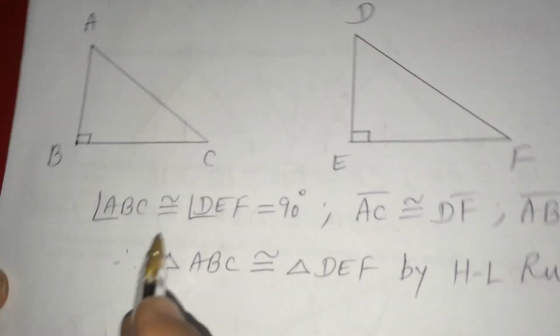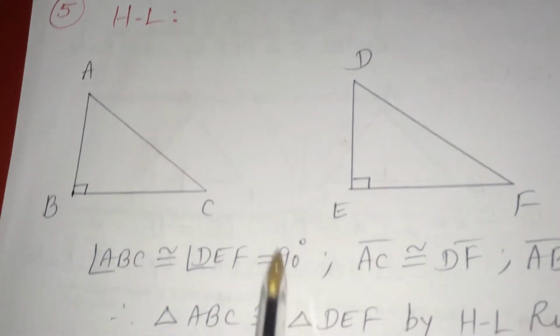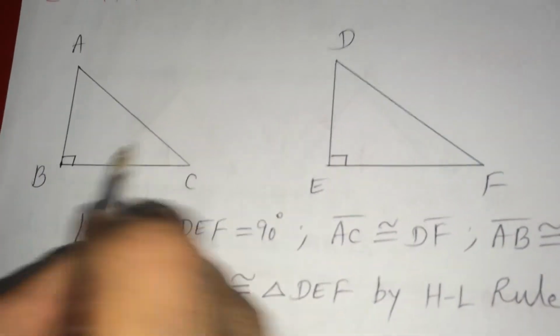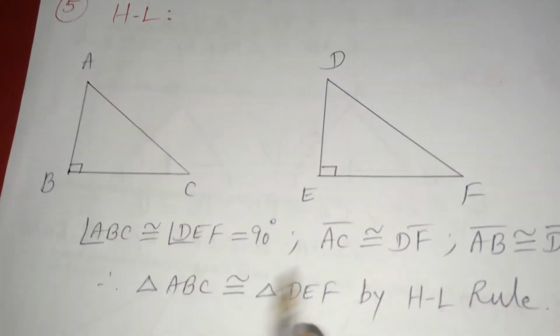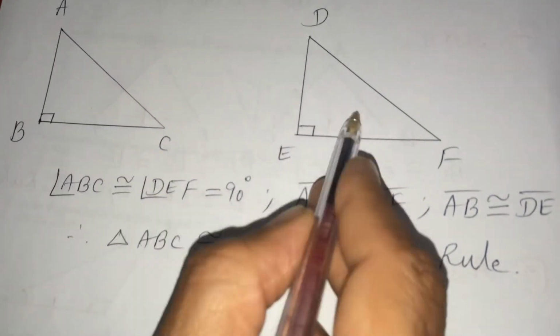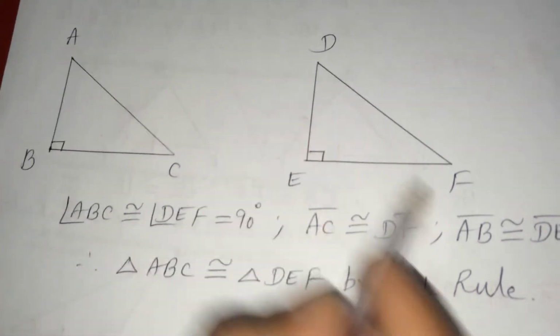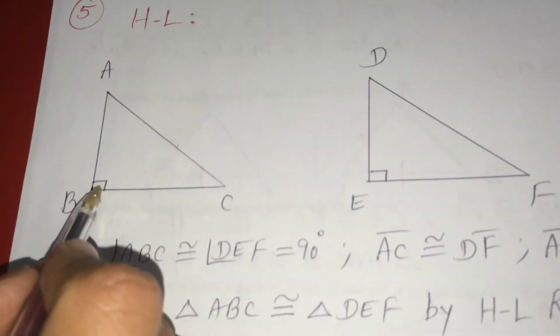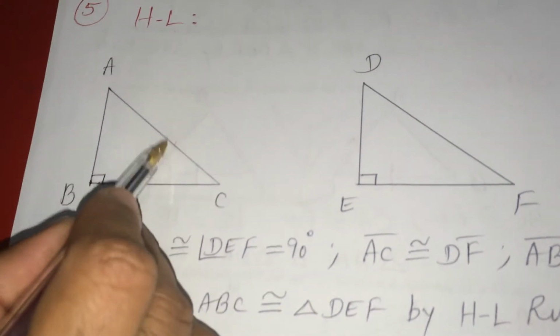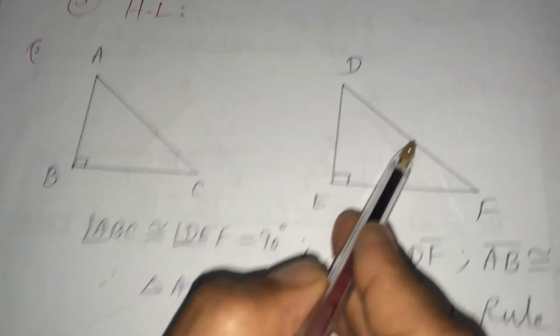All right, the next rule of congruency is HL, the hypotenuse leg rule of congruency. In these two triangles, angle ABC is 90 degrees, angle DEF is 90 degrees. That means these two triangles are right triangles. So HL is basically a congruency rule for two right triangles. That's why these angles are 90. Whenever you take two right triangles, AC is equal to DF. That means hypotenuse. This AC is opposite to 90 degrees, that's why it is called the hypotenuse. And DF is also called the hypotenuse for this triangle because it is opposite to 90 degrees.